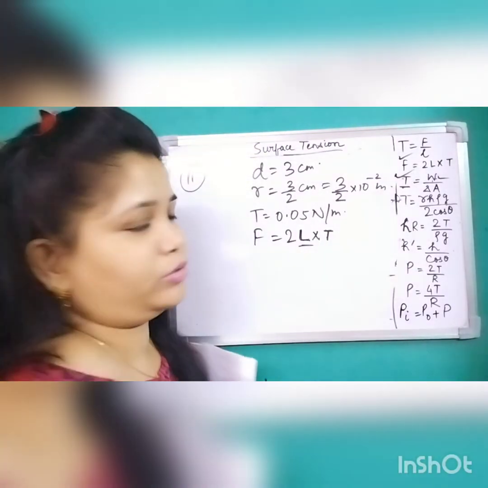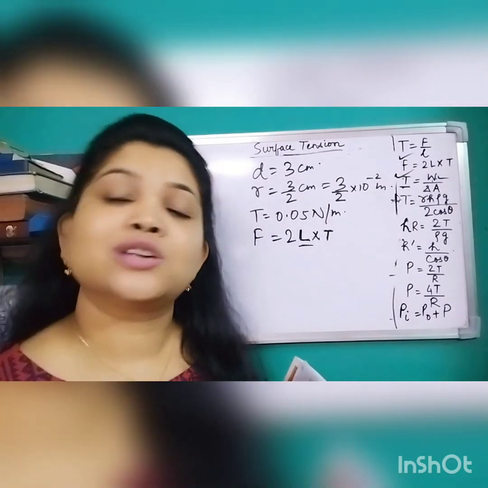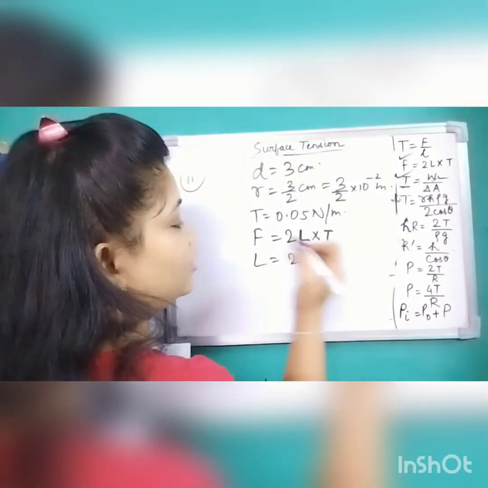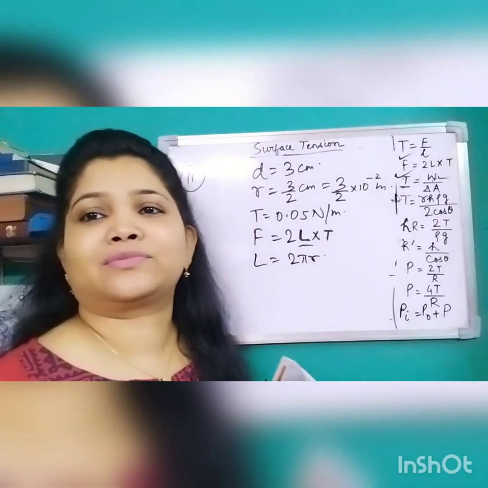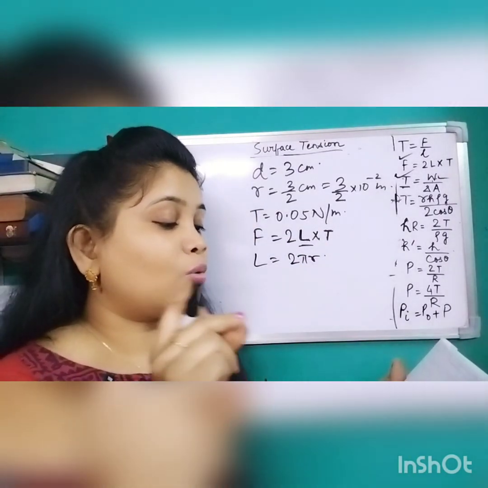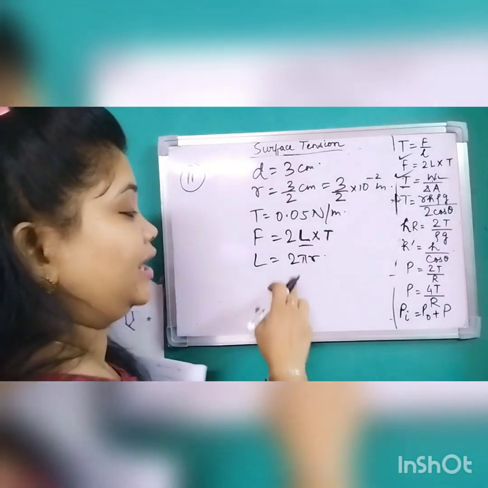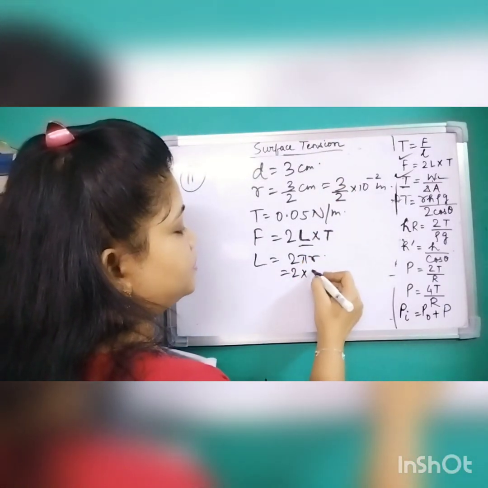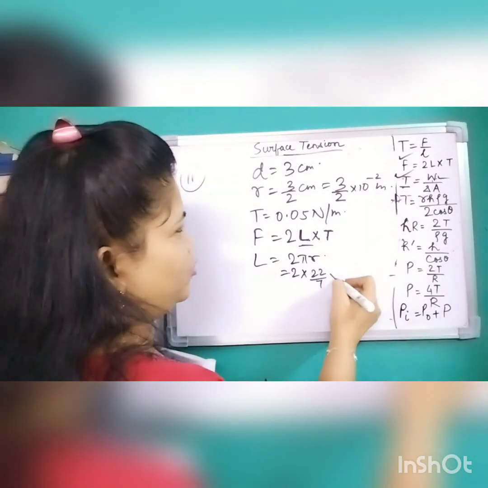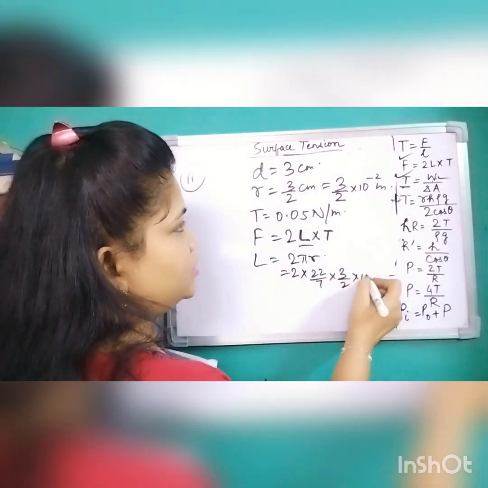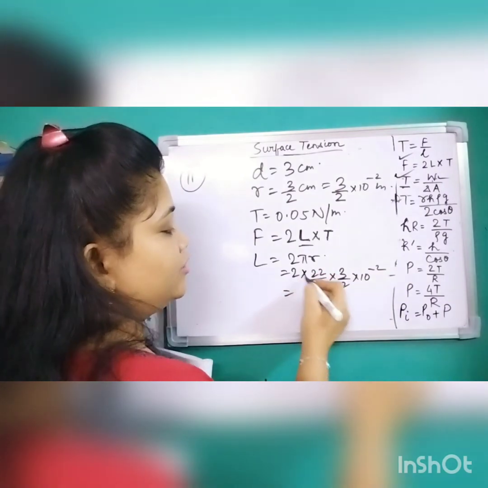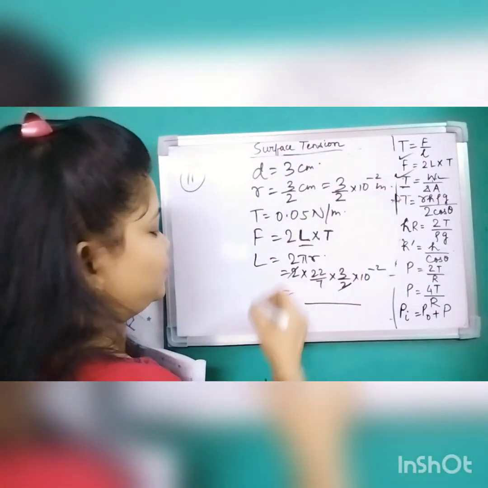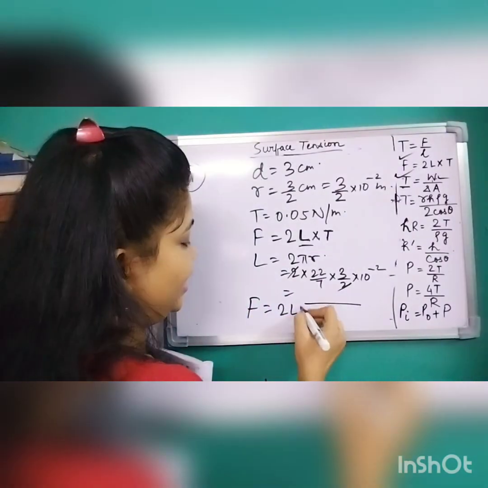But L is not given to us. R is given to us. So how will you find out L? L is nothing but the circumference of the thin wire. So L is 2 pi R. Now you take 2 into 22 by 7 or 3.14, whatever you want, into 10 to the power of minus 2. From here you will get L. Now just put it in the formula: F is equal to 2L into T.